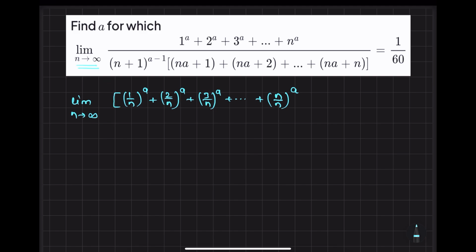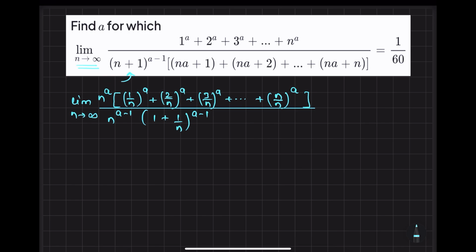So we have taken n power a common from the numerator. I hope till this part you guys are okay. Now I will be taking n common from the denominator as well. So if I take n common from this particular element, I will be left with n power a minus 1, and then we will be left with 1 by n power a minus 1. I hope this is okay.